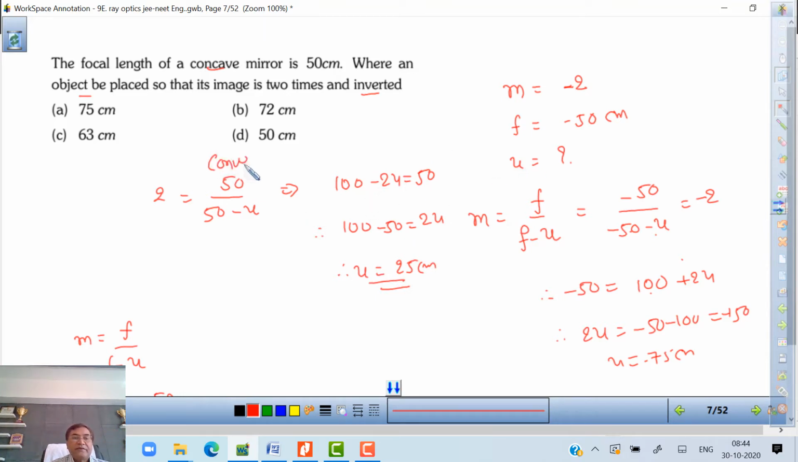This is for convex, and for convex the image is always erect, always erect, remember. For concave it might be erect or inverted, depends where you are putting your object. If the object is placed away from the focal point, then it is always inverted and real, and if it is near to the focal point, then erect and virtual.